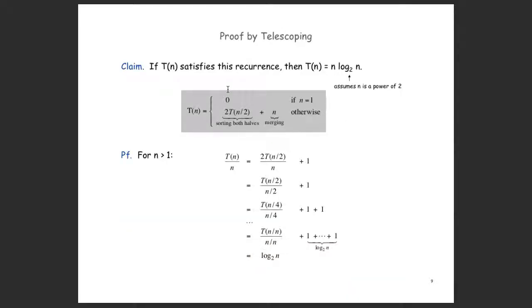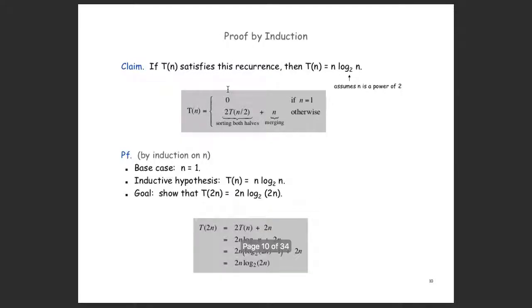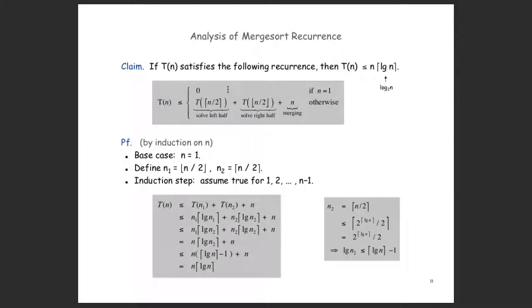We can use a technique called telescoping, and induction makes a lot of sense. And again, we talked about this case. In the case of merge sort, we have a ceiling on log n, because if the number of elements is odd, one half will have one more. So that's why we are using ceiling and floor.